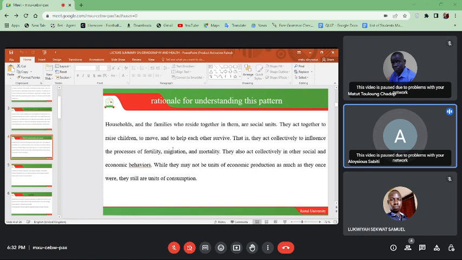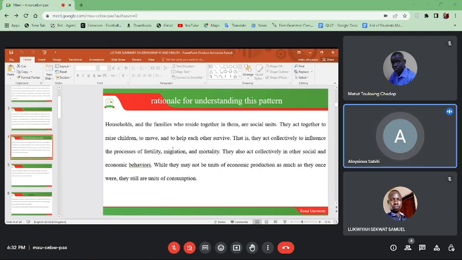So, what is the rationale for understanding this pattern that I've just explained? Households and the families who reside together in them are social units. So they act together to raise children, to move, and to help each other survive. That is, they act collectively to influence the processes of fertility, migration, and mortality. These are the three aspects we discussed. They also act collectively in other social and economic behaviors. While they may not be units of economic production as much as they once were, they still are units of consumption. So you see that a family and a household, they are social units.